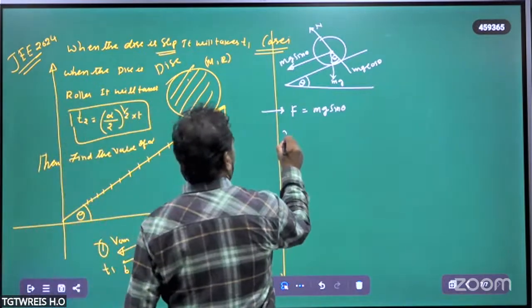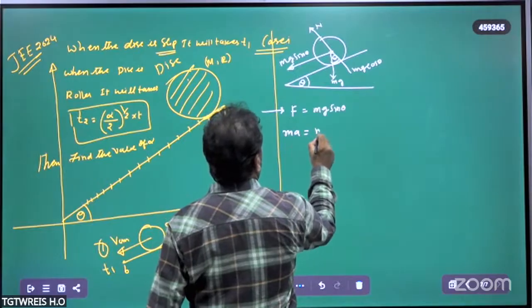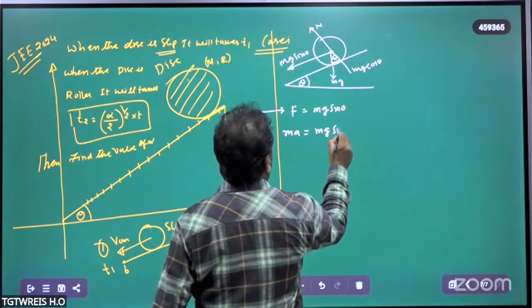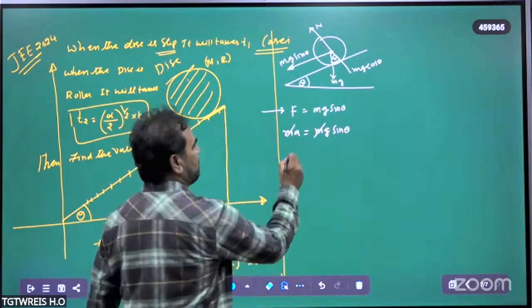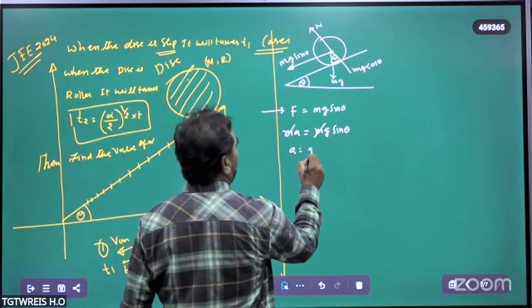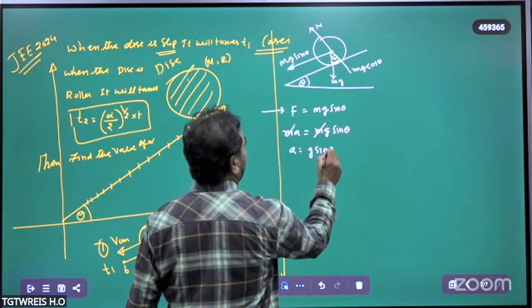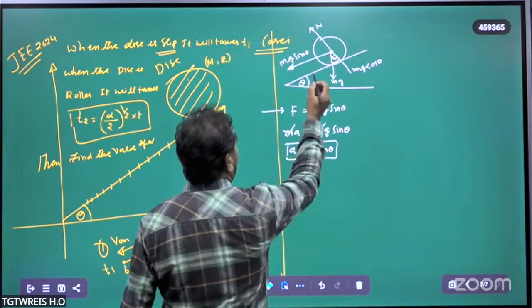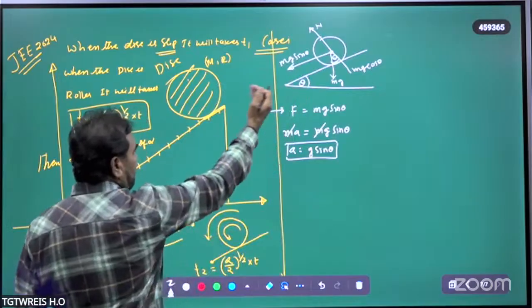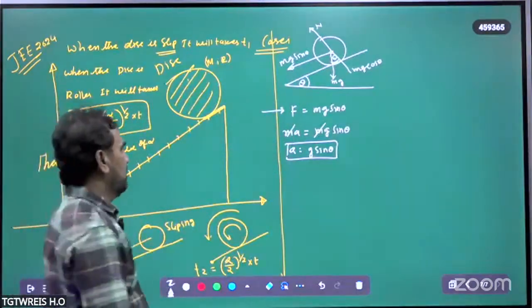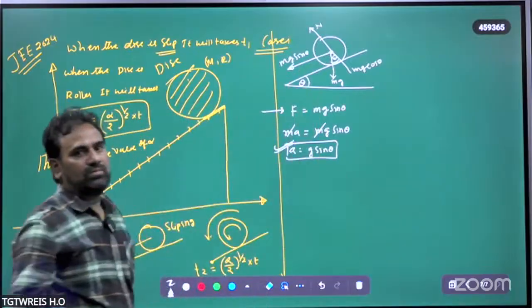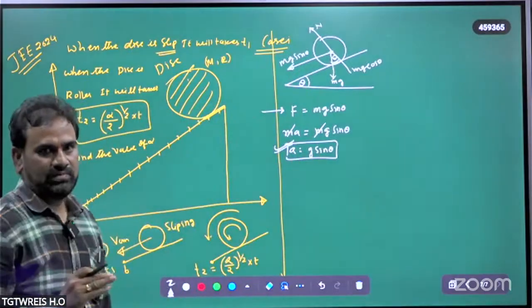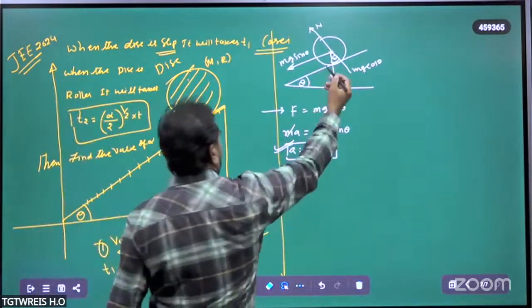That is ma equal to mg sin theta. On both sides m will cancel out. That is a equal to g sin theta. When it slips, with this acceleration a equal to g sin theta, the object will reach the bottom.